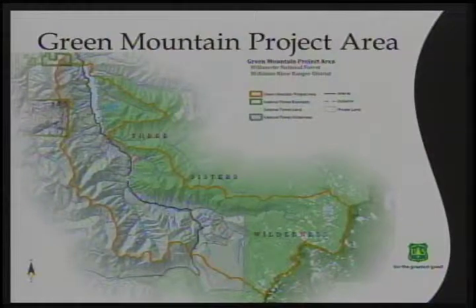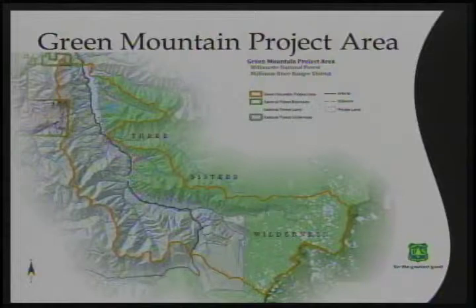So here's the example I'm using. This is the Green Mountain project area. This is up on the McKenzie River Ranger District, and it is a very large planning area. It's 4 6-field watersheds. It's up near Cougar Reservoir. The Three Sisters Wilderness is on the east side.